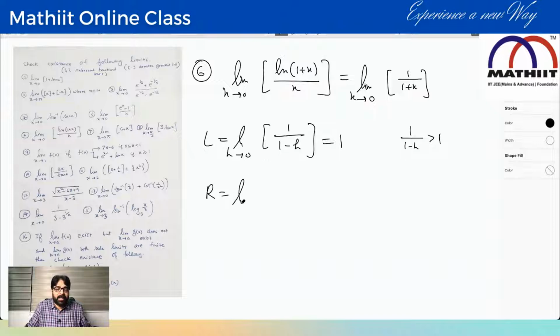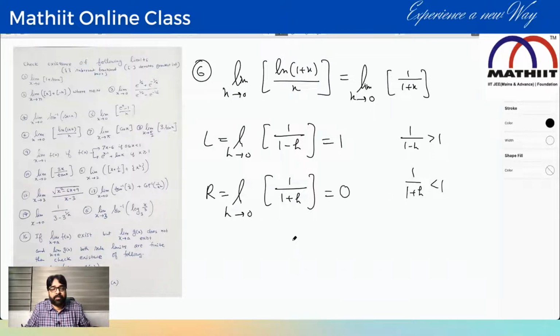Right hand limit, limit h approaches 0, greatest integer of 1 by 1 plus h. 1 plus h is greater than 1, so 1 by 1 plus h will be less than 1. So the greatest integer will become 0. These two are not equal. Limit does not exist. Am I right? Very clear, no?